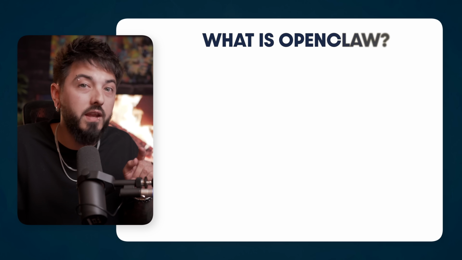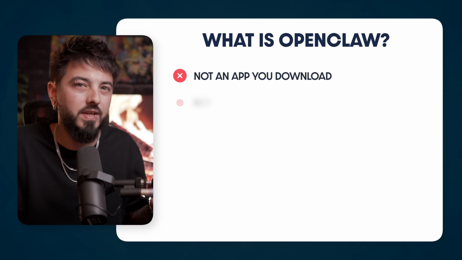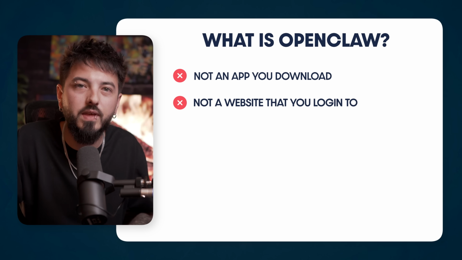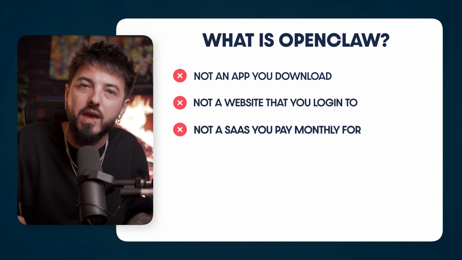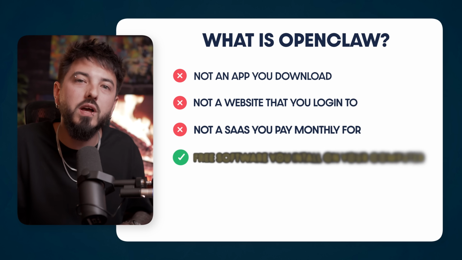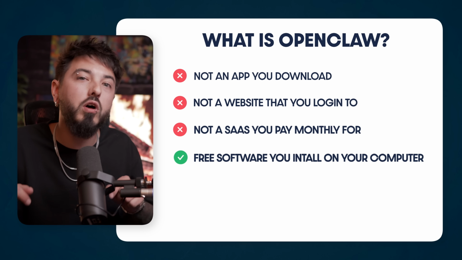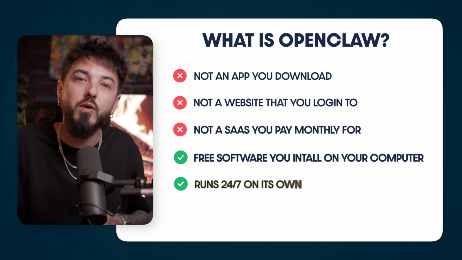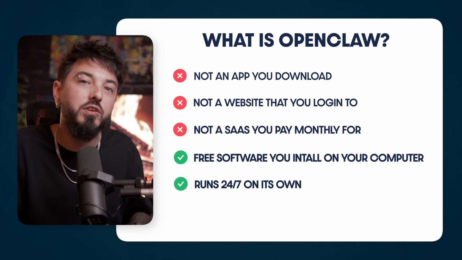Now, OpenClaw is not an app that you download from the App Store. It's not a website that you log into, and it's not a SaaS product that you pay a monthly subscription for. OpenClaw is a free software that you install onto your computer. And once it's running, it works in the background, all without you having to do any other setup. So how would you actually use this in your day-to-day life? Let's go over a couple of real-world examples.